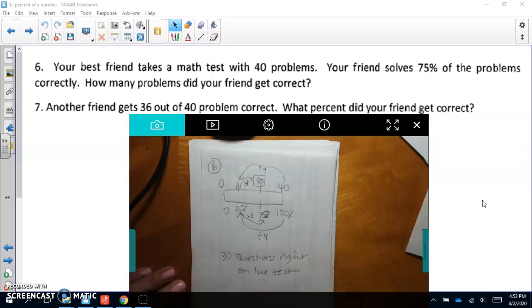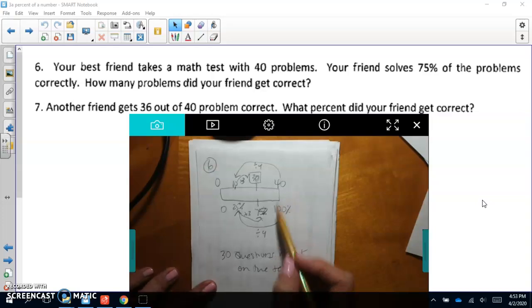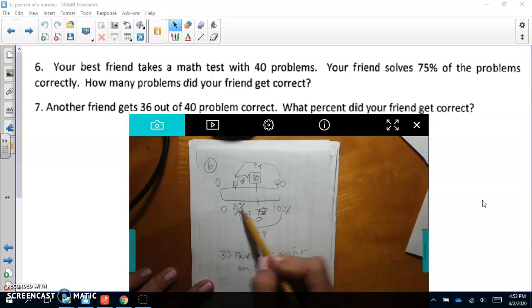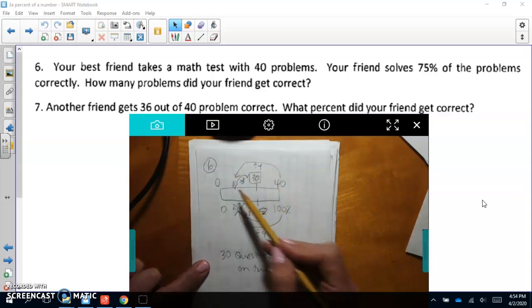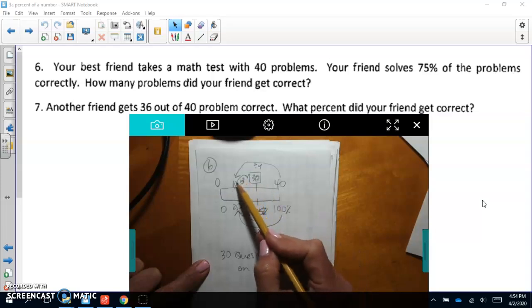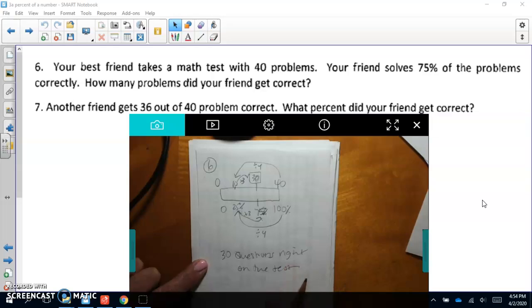Okay? So that is number 6. Started with what we know, 100% or all 40 questions. We divided by 4 to get to 25%. 40 divided by 4 is 10. And then we multiplied by 3 to get to 75%, and 10 times 3 is 30.